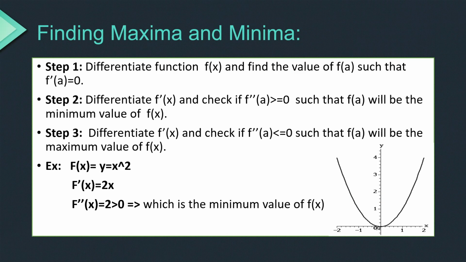The next topic is finding maxima and minima. In order to find the maxima and minima of the function, first we need to differentiate the function f of x. Then we need to find the value of x at x equal to a. Then we need to equate f dash of a to 0, such that f dash of a equal to 0. Next, we need to differentiate the function f dash of x and check whether f double dash of a is greater than or equal to 0 or not. If it is greater than or equal to 0, f of a will be the minimum value of f of x. If it is less than or equal to 0, f of a is the maximum value of f of x.